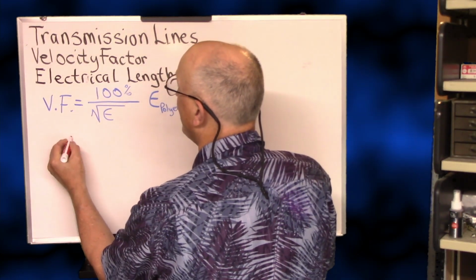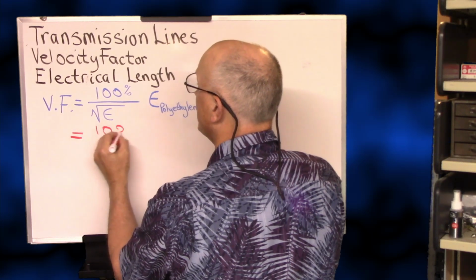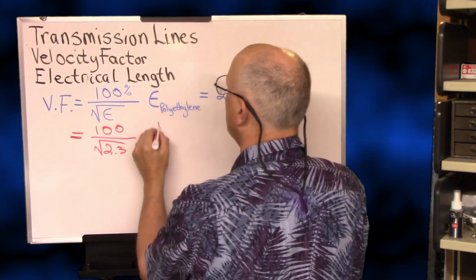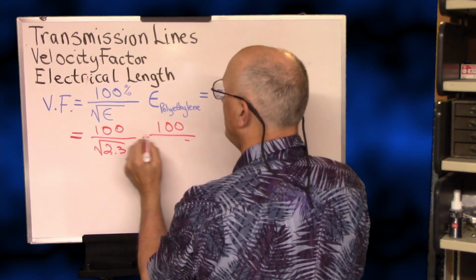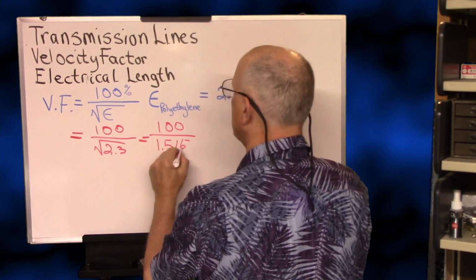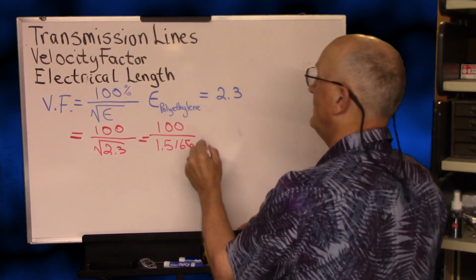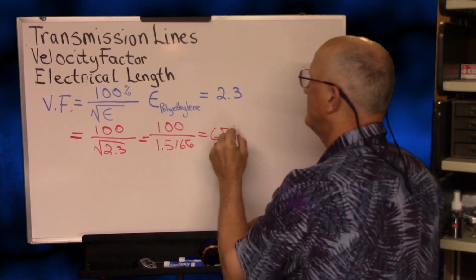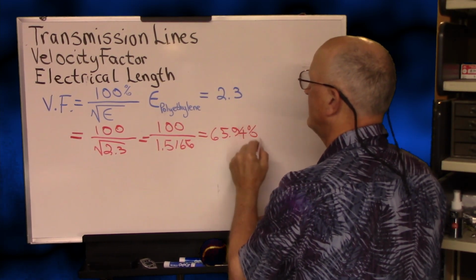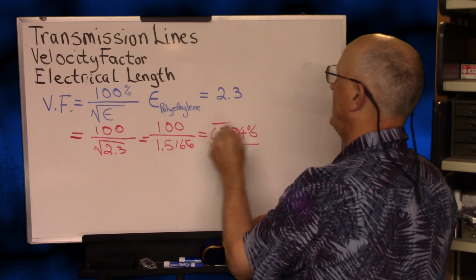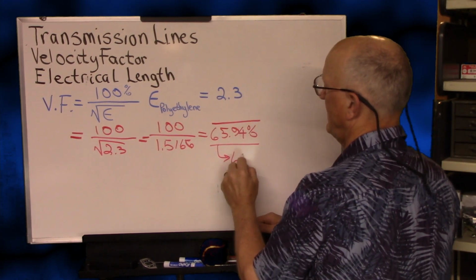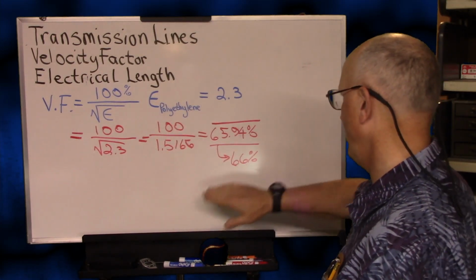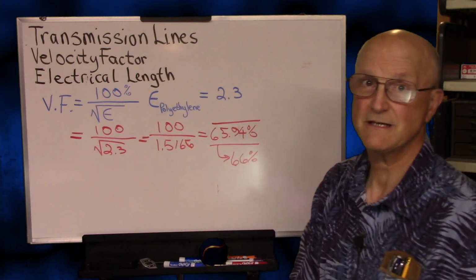So then the velocity factor here is 100% divided by the square root of 2.3, which is the same as 100 divided by 1.5166, which turns out to be 65.94%. Which, by the way, they round up and they say that the velocity factor of your coax that is built with polyethylene will have a velocity factor of 66%.